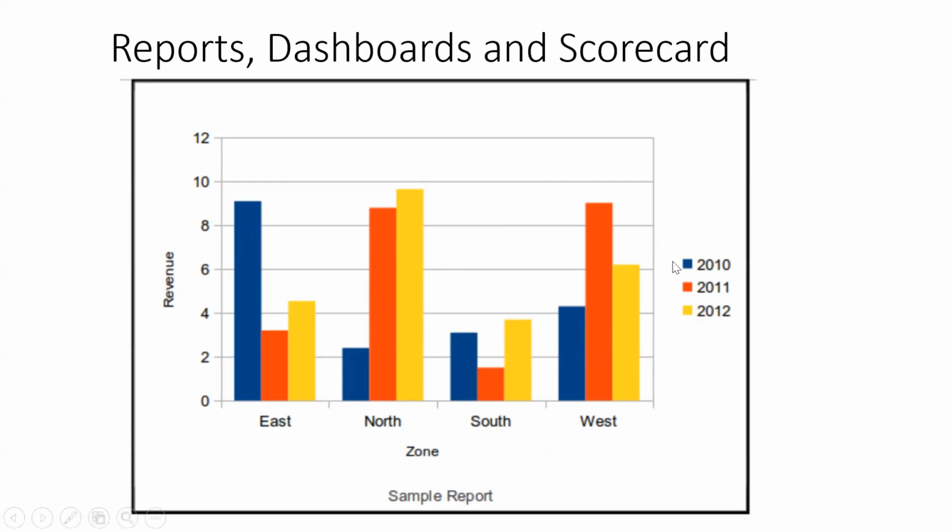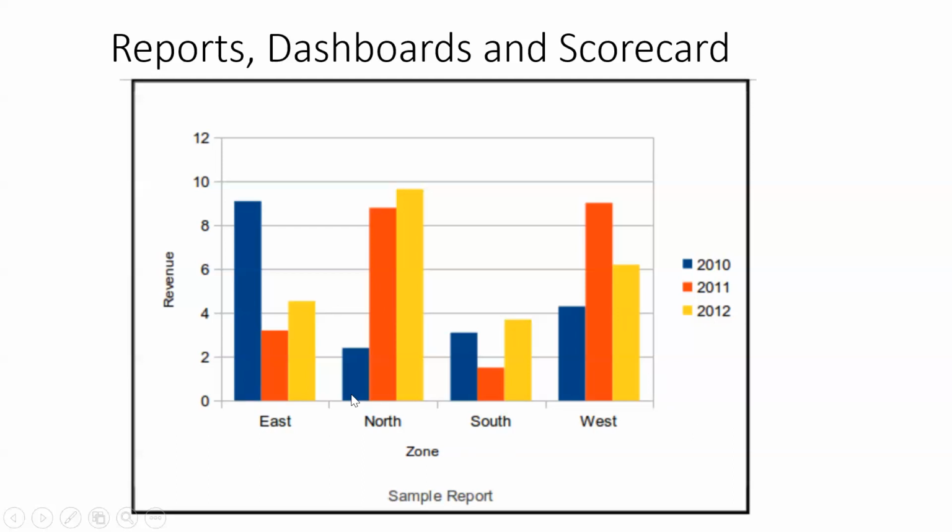So you can see over here, two particular dimensions are being represented in the x-axis. One dimension is the different zones, and another dimension is the different years. We have grouped it based on zone. Each zone has 3 color codes, and each color code represents 1 year. So in the x-axis there are two variables, or we can call those variables dimensions.